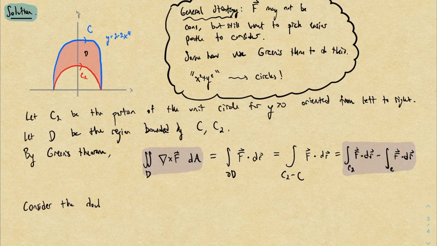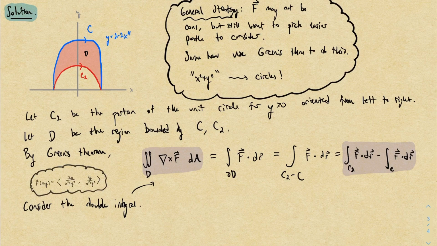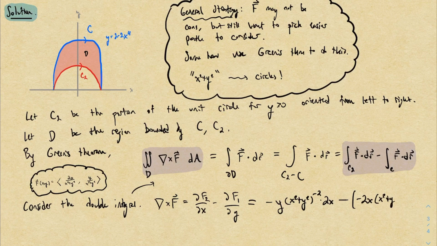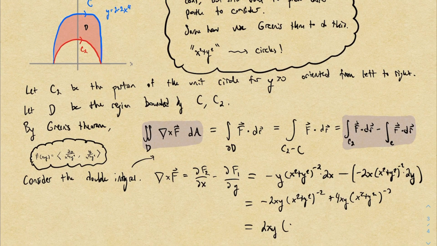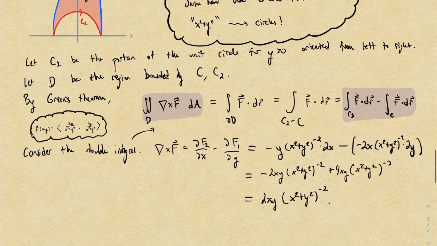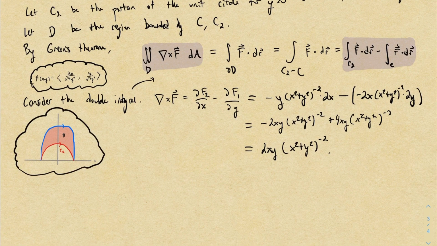I'll start off by considering the double integral. That means that we're going to need to compute the curl. So instead of talking you through a bunch of algebra and differentiation, I'll just let you watch me compute the curl. And so we get that the curl is 2xy times (x squared plus y squared) to the -2. Okay, so what we need to consider is the double integral of this function over the region D.